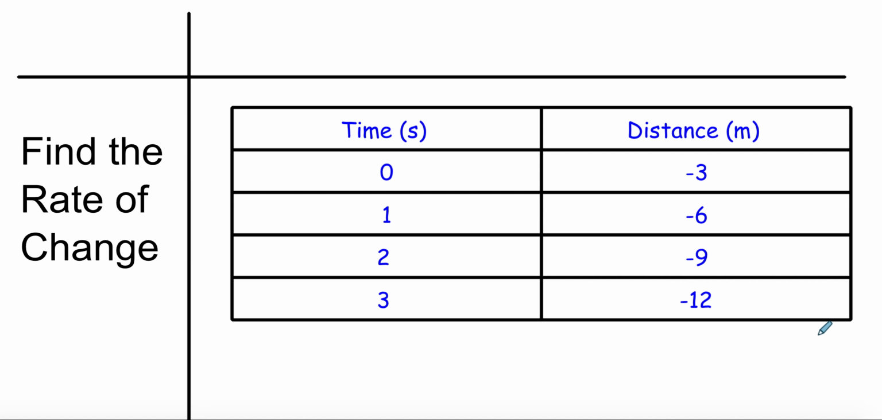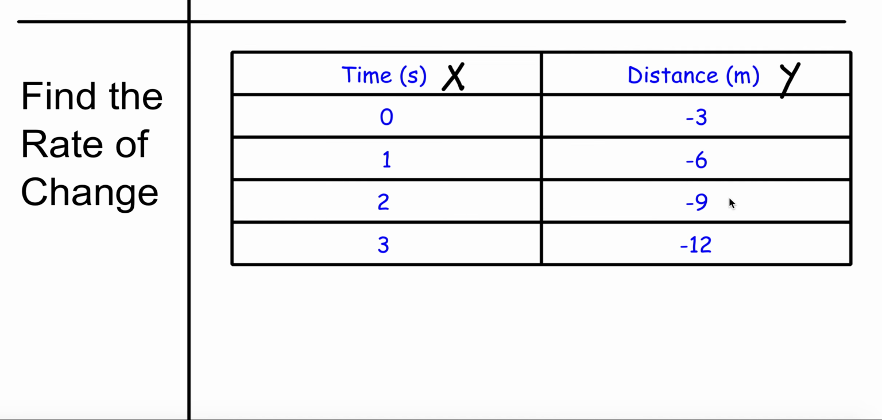Alright, so it's this simple. What we're going to do is just find how do each one of these change as it moves on. In this case, what I want you to know, if we were to set this up on a graph, is that the time would be our x value and the distance would be our y value. So we want to find, how does it change y over x?